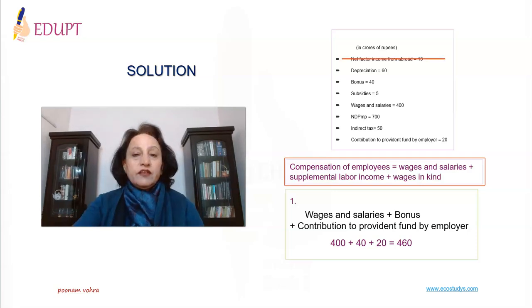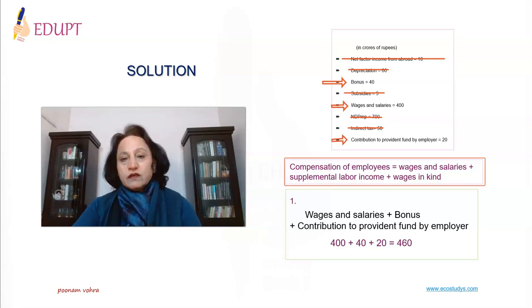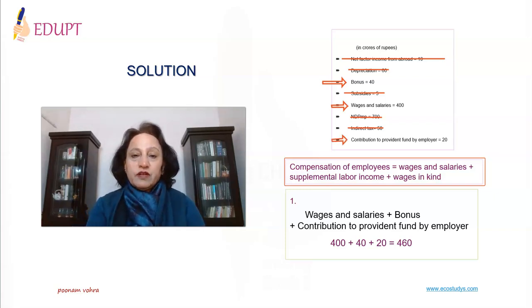We find net factor income earned from abroad is not required. Depreciation is not required. Bonus is a subcomponent of supplemental labor income, so it will be included. Subsidies not required. Wages and salaries in cash will be included. NDP at market price not required. Indirect taxes are not required. Contribution by the employer to the provident fund will be included as it is a component of supplemental labor income. So by including these components, one gets compensation of employees.